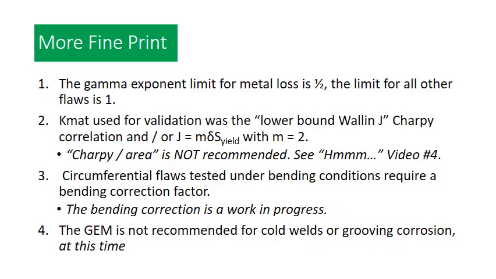More fine print, as I mentioned: when you use the gamma exponent for a metal loss or localized corrosion, there's a limit of 1/2. The limit for all of my other flaws is 1. The toughness used for validation is the lower bound Wall and Charpy correlation that you can find in API 579. Or you can use J equals M times delta times yield strength if you happen to have some CTOD data. And with that, use an M factor of 2 for plane strain conditions.